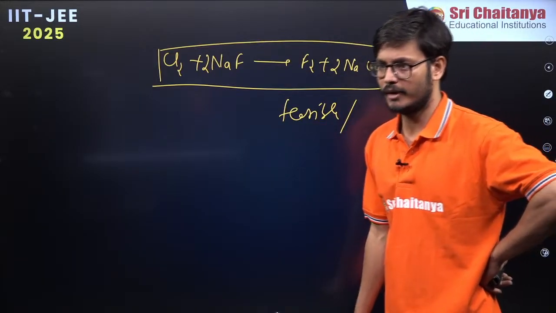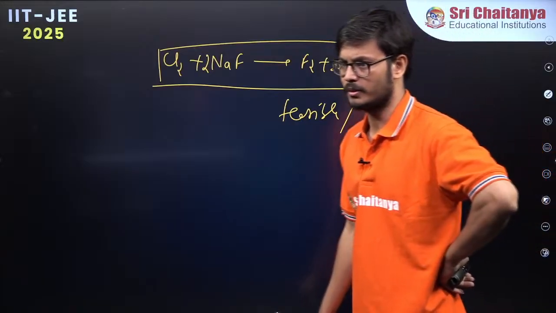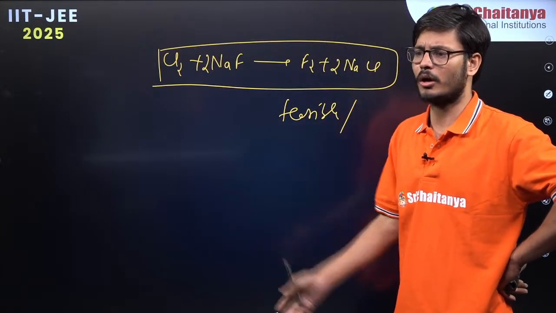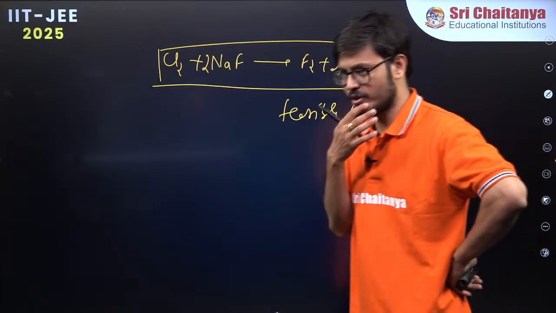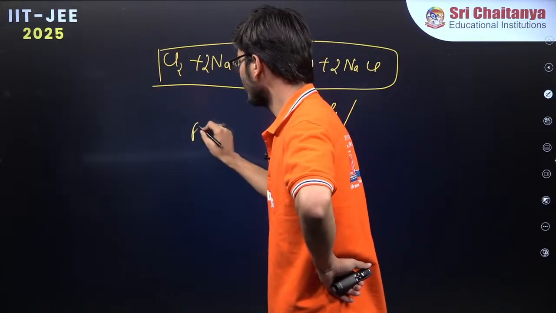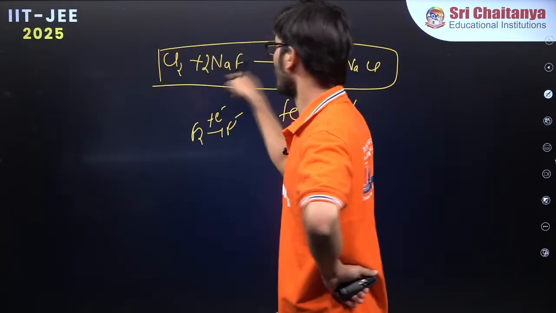Non-feasible. Very, very good. Feasible means whether it will happen or not. Reaction will take place or not. That's all. It is not feasible, right? Very good. Because we know that fluorine wants to convert into F minus. It wants to gain electron, not to lose electron.